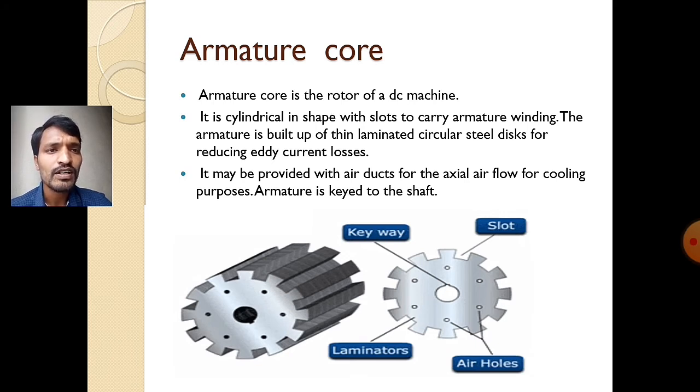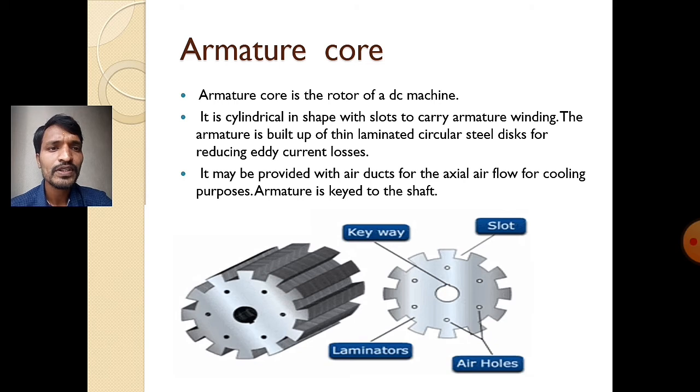The armature is built up of thin laminated circular steel discs. You can see in the right-side picture a sliced, thin laminated sheet. This armature core is made up of a number of thin laminated steel sheets to reduce the eddy current.